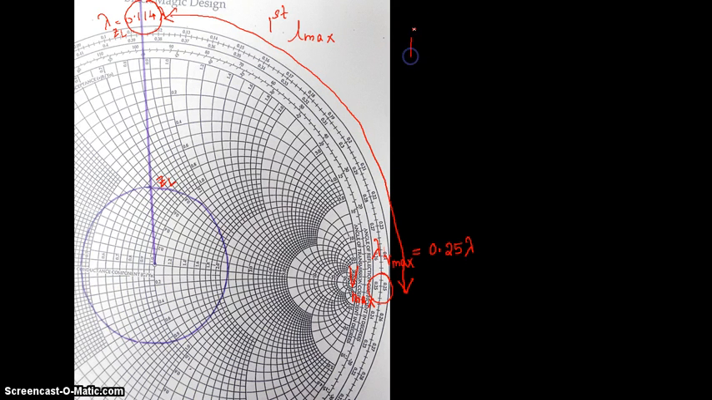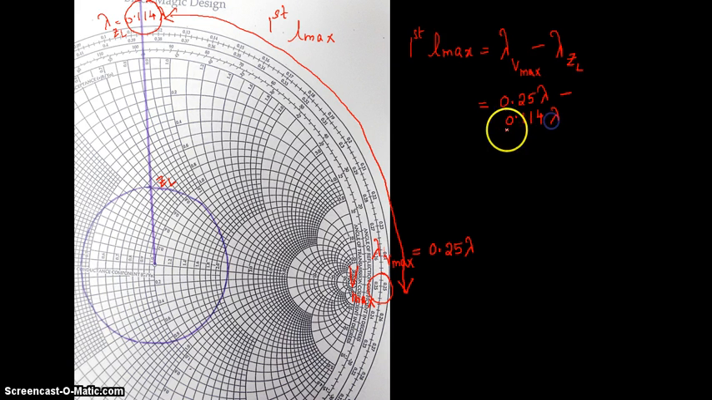So first L maximum is equal to lambda of Vmax minus lambda of ZL. That is equal to 0.25 lambda minus 0.114 lambda, which is equal to 0.136 lambda. So first L maximum means the distance from the load to the first voltage maximum.